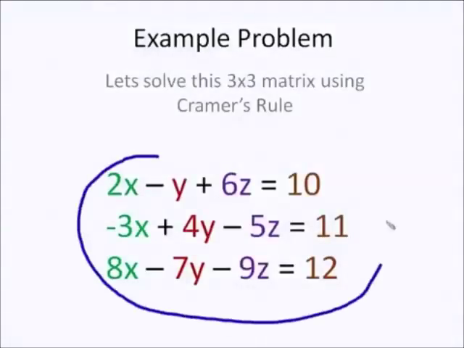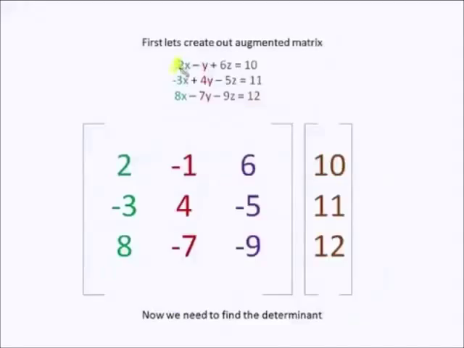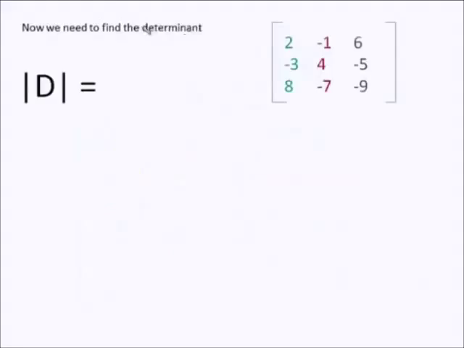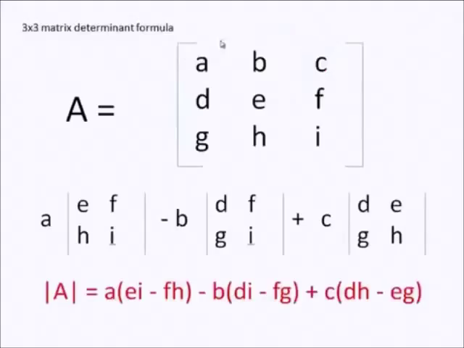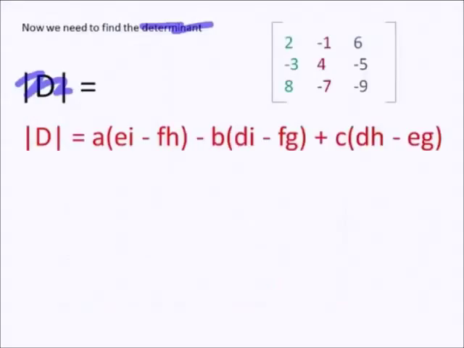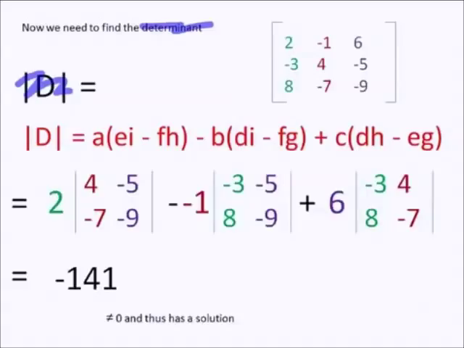Let's say we have these equations and we want to find out what the variables are. One way we can do this is using Cramer's Rule. Firstly, we take the coefficients from the equations and create an augmented matrix. Next, we find the determinant. We find the determinant by simply using this formula and substituting. So using the formula, we get our minors and we can calculate the determinant. As you can see, it doesn't equal 0 and we can find a solution.